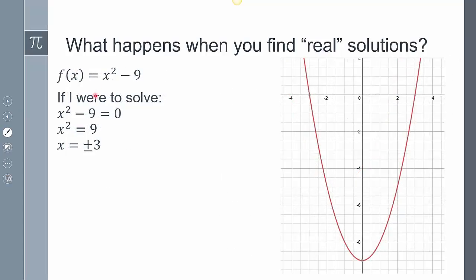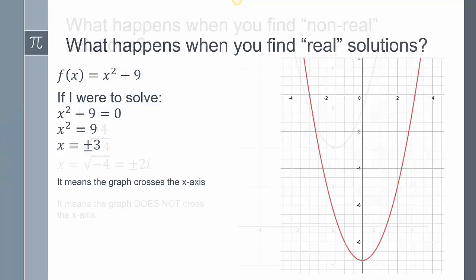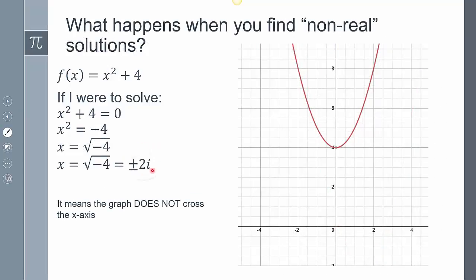Even if I did this with the square root method, add the 9, take the square root of both sides, and that's how I got x equals plus or minus 3. It crossed at -3 and +3. Now, if you ever get imaginary solutions, like here where I subtract the 4 and I take the square root of -4, so I got plus or minus 2i, it means that the graph does not cross the x-axis. And notice, here's my graph. It did not cross the x-axis down there.